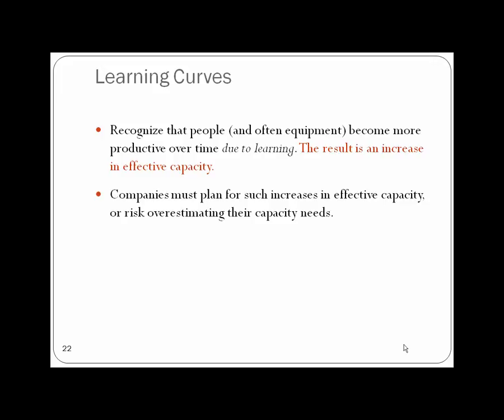And at a more useful level, companies must plan for such increases in effective capacity, or they risk overestimating their capacity needs. In other words, if they don't consider the impacts of learning and over time how that's going to increase the effective capacity of their resources, then they may put in too much capacity to begin with. And that could obviously have some significant financial ramifications.